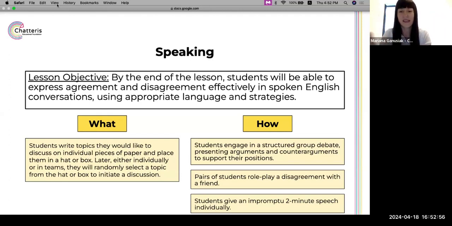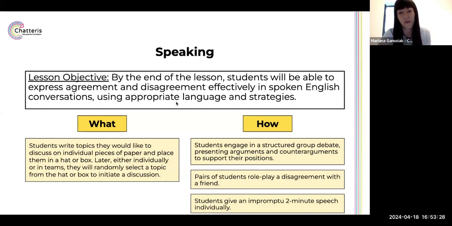You can give them a statement and ask them to give an impromptu speech, either agreeing or disagreeing with that statement. And again, yes, it's not a conversation, it's not a debate, but they can still practice the language for agreeing and disagreeing, and they can still practice speaking. So technically, the lesson objective for that student will also be achieved. So once again, it really doesn't matter at the end of the day how students achieve those lesson objectives. What matters is that they do achieve them by the end of the lesson.